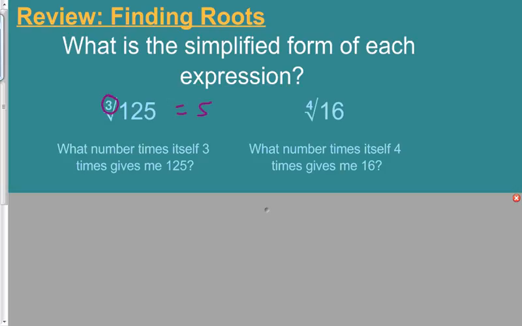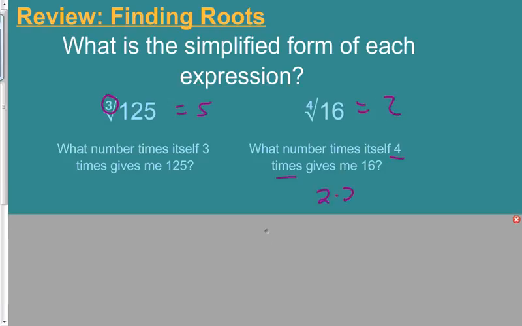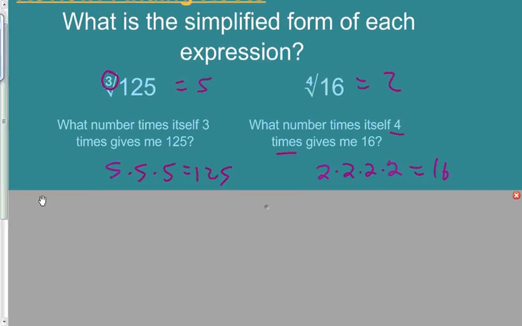The one over on the right says the fourth root of 16. So that's what number times itself 4 times gives me 16. So that would be equal to 2. Alright? And that would be because 2 times itself 4 times equals 16. And over on the left side is 5 times 5 is 25 times 5 is 125. Alright? So some of these are easy to memorize, some of these are easy to figure out, but there's another way.